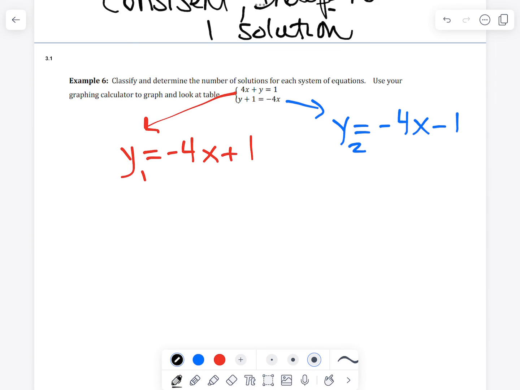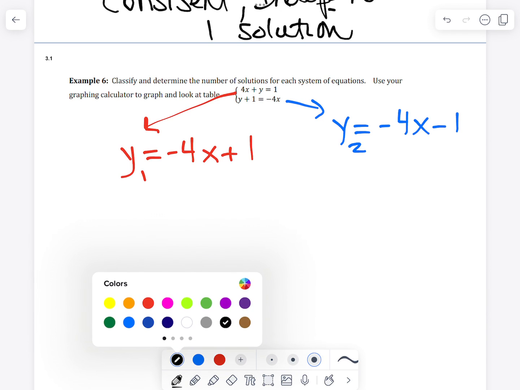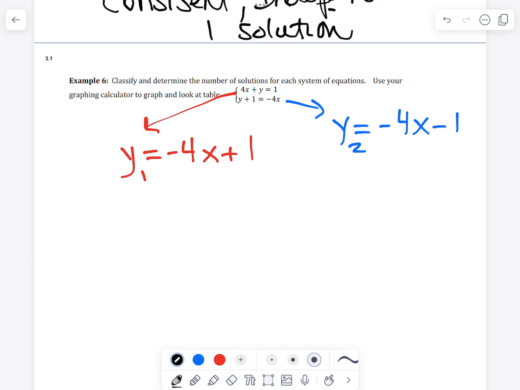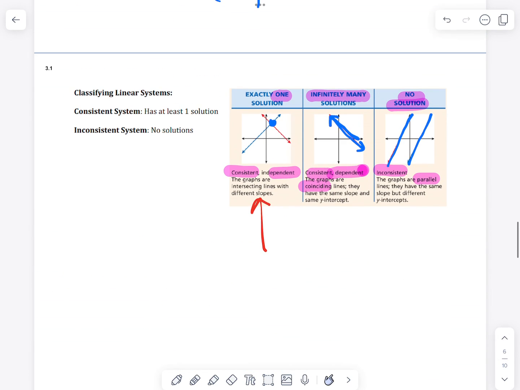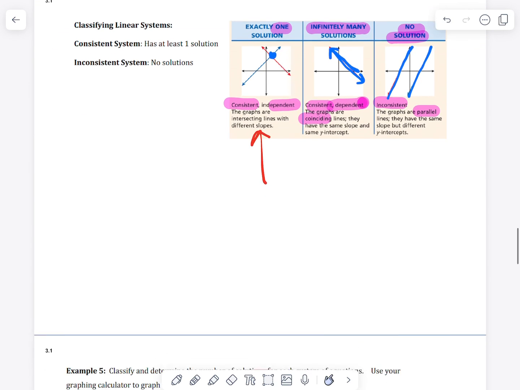You would, again, type them into the graphing calculator. And what's going to happen is these two lines are parallel. They're not going to intersect each other. And you'll notice right here, this is a slope of -4 and a slope of -4. The two slopes equal each other. So when we look up at our table here, when the two lines do not intersect, they're parallel, they're considered no solution, and we classify it as inconsistent.